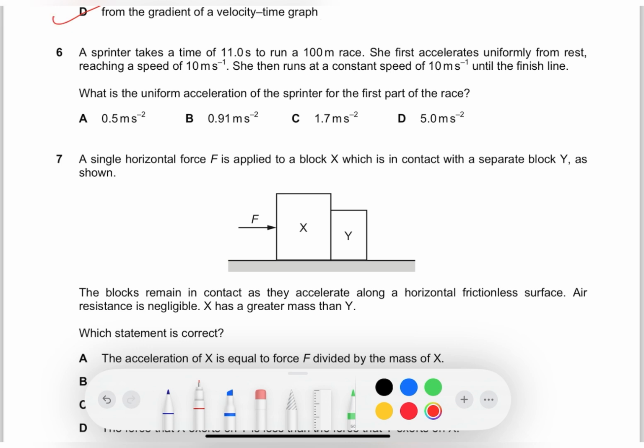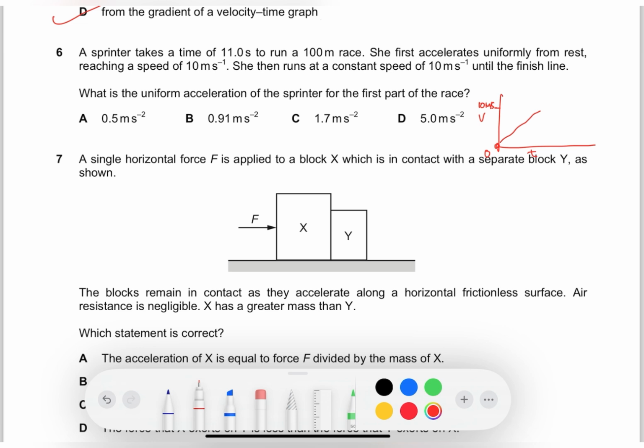A sprinter takes 11 seconds to run a 100-meter race. So let us draw the graph for this one. Total seconds is 11. All right. She first accelerates uniformly from rest. So this is rest, 0. This is our velocity. This is time. I'm drawing a graph over here. And now reaching a speed of 10 meter per second. So over here is 10 meter per second.